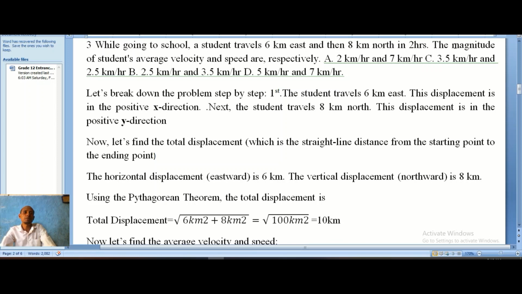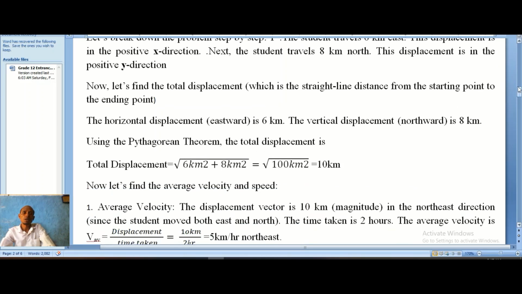First, the student travels 6 kilometers east. This displacement is in the positive x direction when we use the direction of the x-axis. Next, the student travels 8 kilometers north. This displacement is in the y direction. Let us find the total displacement, which is the straight-line distance from the starting point to the ending point.